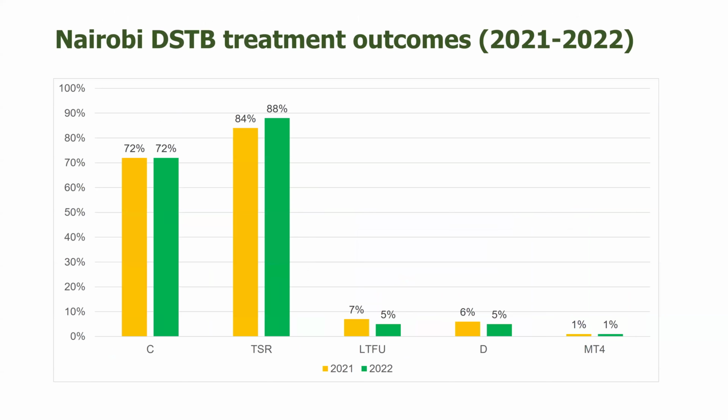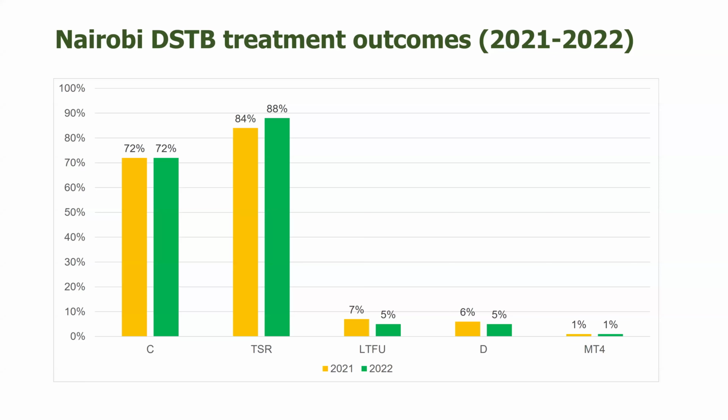And then you can see also the drug sensitivity treatment outcomes in 2021 and 2022 in comparison. We have the cure rate, you can see 2021, 72%, and it remained at 72% in 2022. Treatment success rate, 2021, 84%, and then it increased by 2022 to 88%. Loss to follow-up, you were at 7% in 2021, and in 2022 we came to 5%, and so there is a lot of activities which have been done to reduce that loss to follow-up, which is a good indicator, and we need to come down to even less than 3%.